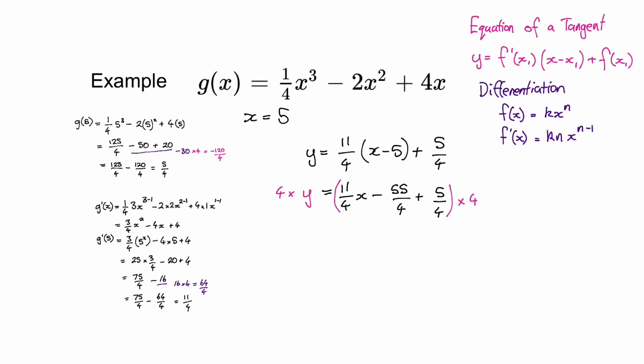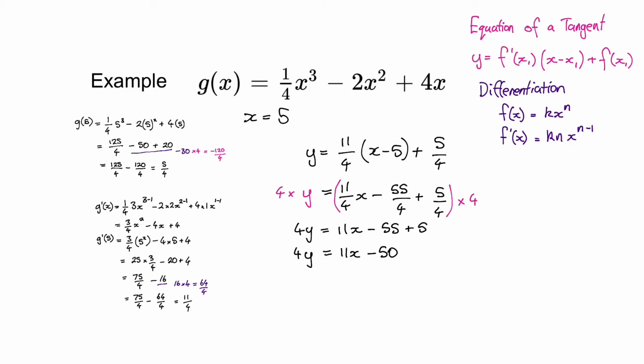So that gives us 4y is equal to 11x minus 55 plus 5. 55 plus 5 is going to give us minus 50. So our equation is going to be 4y is equal to 11x minus 50, and that's our equation for our tangent at the point x equals 5.